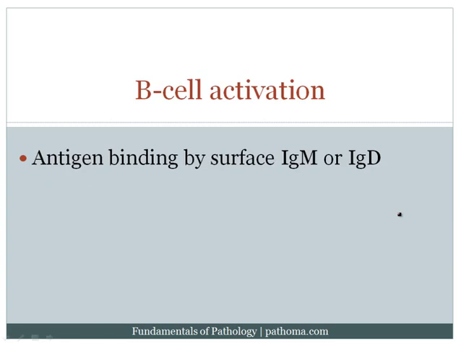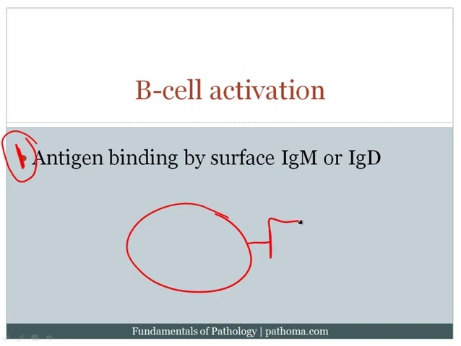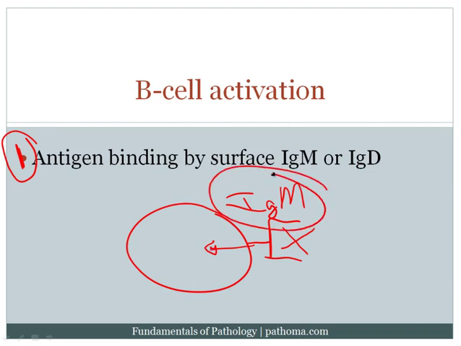Now, how do B cells get activated? There are two ways. The first way by which B cells get activated is antigen binds the IgM or IgD. So for example, this is a B cell. It's got a surface receptor. Let's say that this surface receptor is actually IgM. All right, an antigen comes, it binds the surface IgM, that sends a signal to the B cell, and this B cell will then become a plasma cell, and it will become an IgM secreting plasma cell. So that's one way by which B cells can become activated.